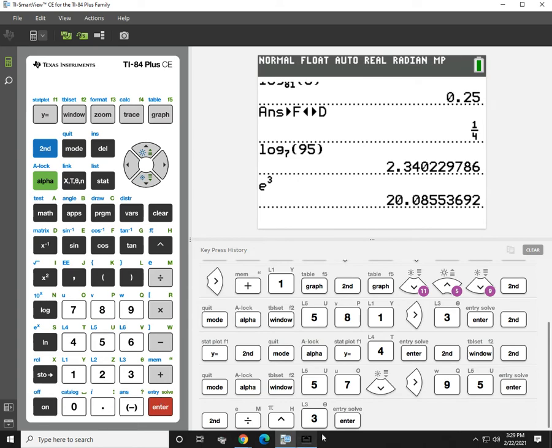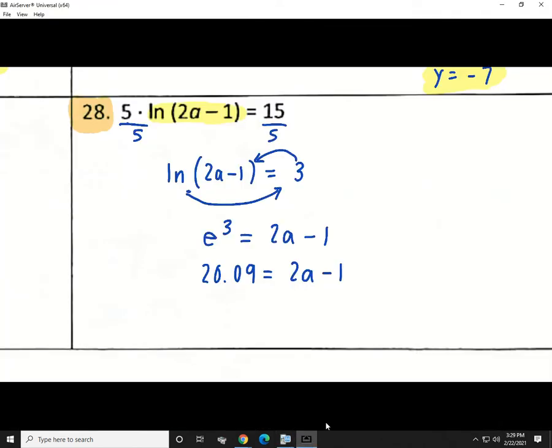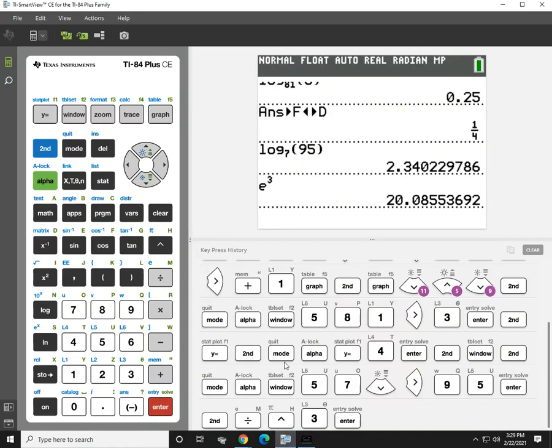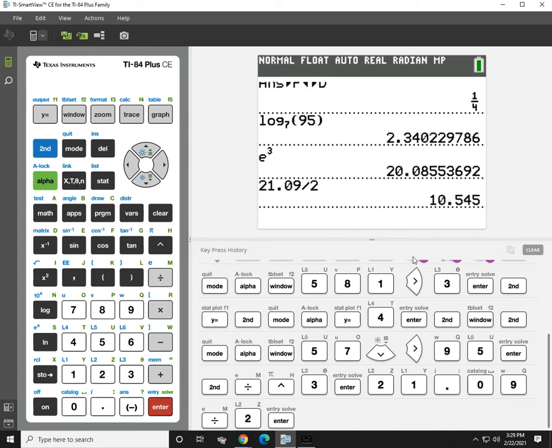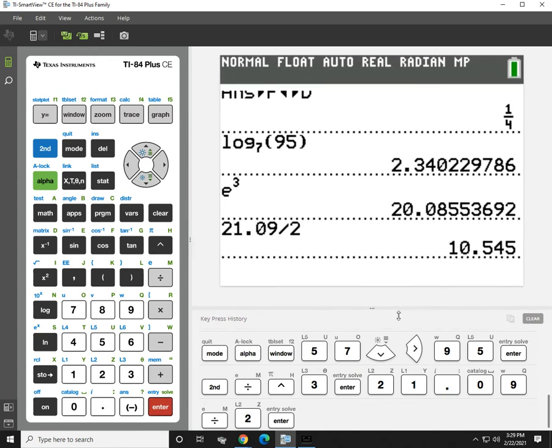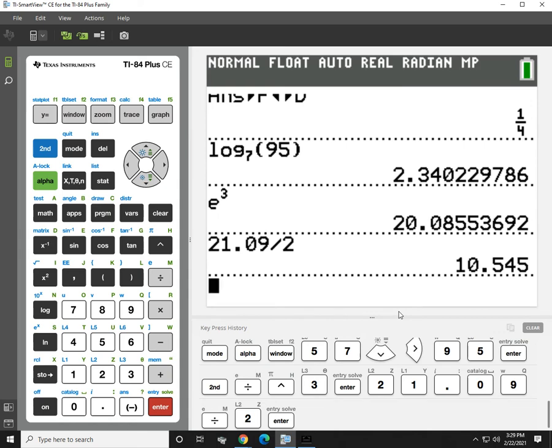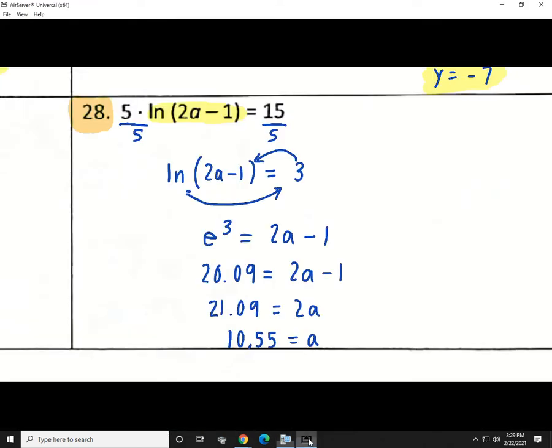All right, so let's go back to our paper. We got 20.09 equals 2a minus 1. So the first thing I'm going to do is I'm going to add 1. So that's 21.09 equals 2a. Then I'm going to divide by 2. So 21.09 divided by 2 is approximately 10.545. You could round to 10.55 if you'd like. That'll be just fine with me. But here is my answer.